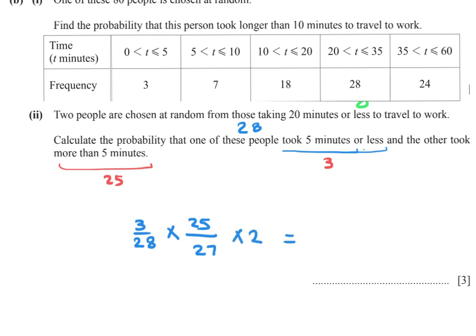This is a conditional probability. We need to choose from those less than 20, so this is the sample space for us. We need to choose from those such that one of them is 5 or less, so we have 3 to choose from. And the other more than 5 but less than 20, so 7 and 18, so 25. To choose the first one, 3 over 28. For the second one, 25 over 27. Multiply by 2, because you can take this first and this second, or this first and this second. Equals 25 over 126.